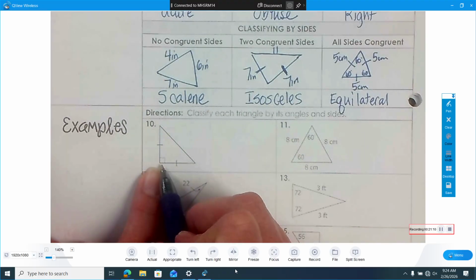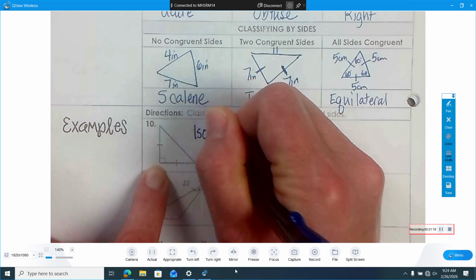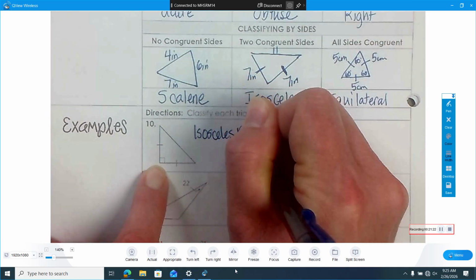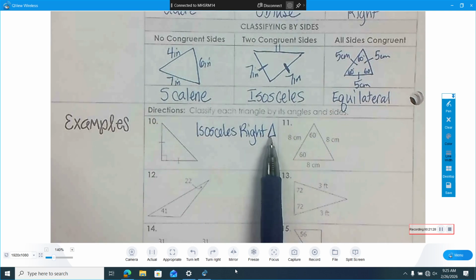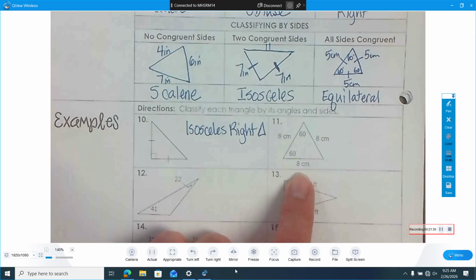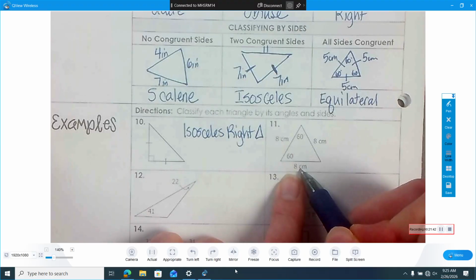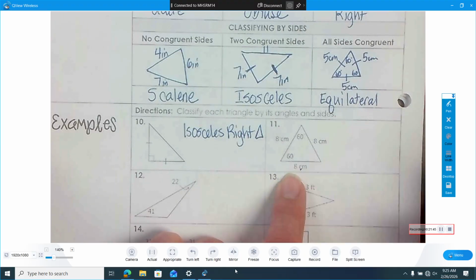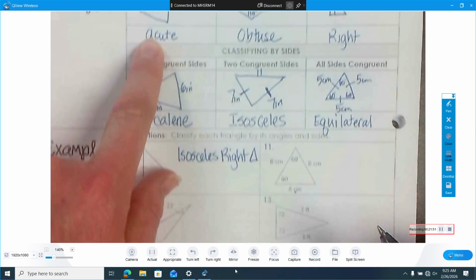All right, we want to classify each triangle by its angles and sides. We have one right angle and we have two congruent sides. What would you call this triangle? Isosceles. Isosceles right. Very good. Isosceles right triangle. And we often just draw a little triangle to represent the word triangle. That is very common. Number 11 here. It is equilateral. And tell me about all three angle measures. They're all the same. They're all little cuties.